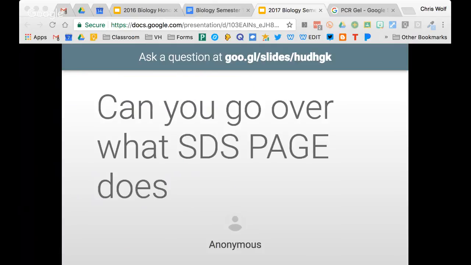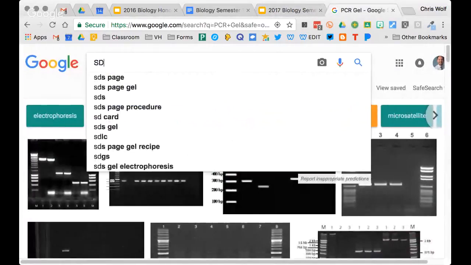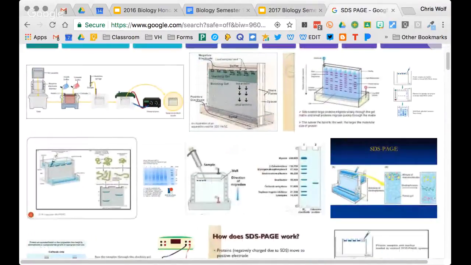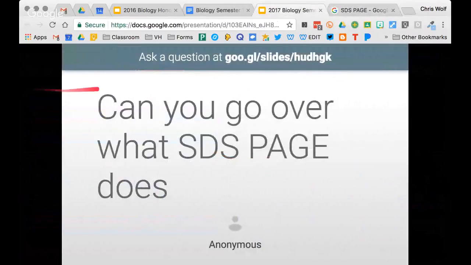All right, this question asked about SDS-PAGE. So we'll go over that. That wasn't really in the first unit for the bio curriculum, but we did cover it when we talked about proteins, so I might as well find SDS-PAGE gels to show you. As far as what SDS-PAGE is, you don't really have to know. Here's a good picture. I like this picture. I've seen this one before. You don't really have to know how SDS works.